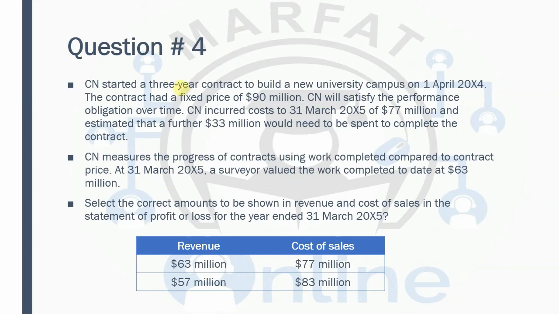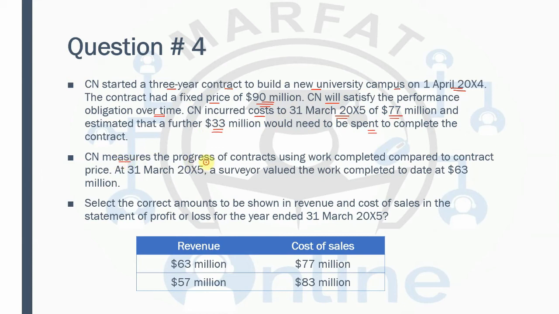Question number 4. CN started a 3-year contract to build a new university campus on 1st April 20x4. The contract had a fixed price of 90 million. CN will satisfy the performance obligation over time. CN incurred cost to 31st March 20x5 of 77 million and estimated further cost of 33 million would need to be spent to complete the contract.